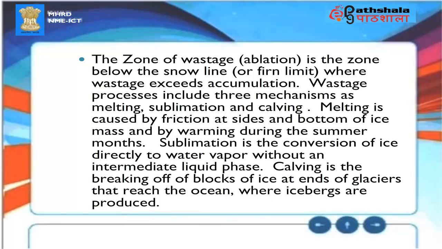Wastage processes include three mechanisms: melting, sublimation, and calving. Melting is caused by friction at sides and bottom of ice mass and by warming during the summer months. Sublimation is the conversion of ice directly to water vapor, without an intermediate liquid phase. Calving is the breaking off of blocks of ice at ends of glaciers that reach the ocean, where icebergs are produced.